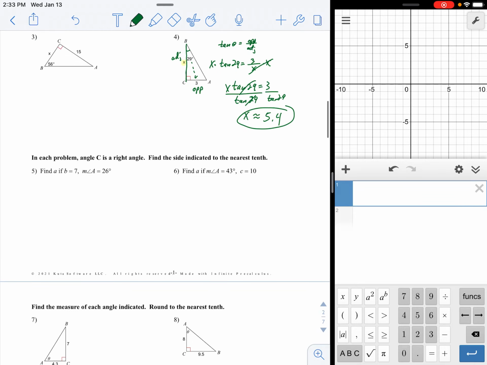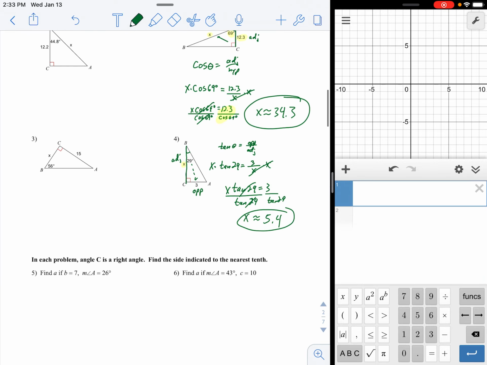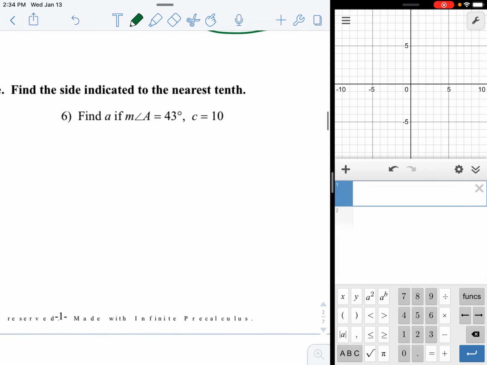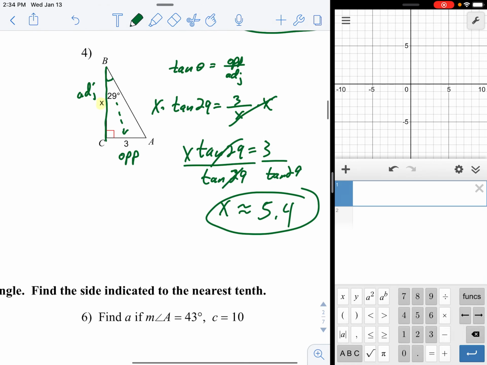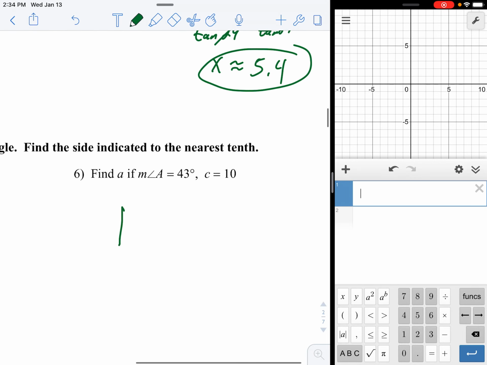Number 6 is exactly the same as 2 and 4. It's just the diagram isn't provided. So you need a diagram. So draw yourself a right triangle and then label it ABC accordingly. So let's go A, B, C. A and B don't matter. You do have to make the right angle C. This is little a, this is little b, this is little c. And then plug in what we have here.